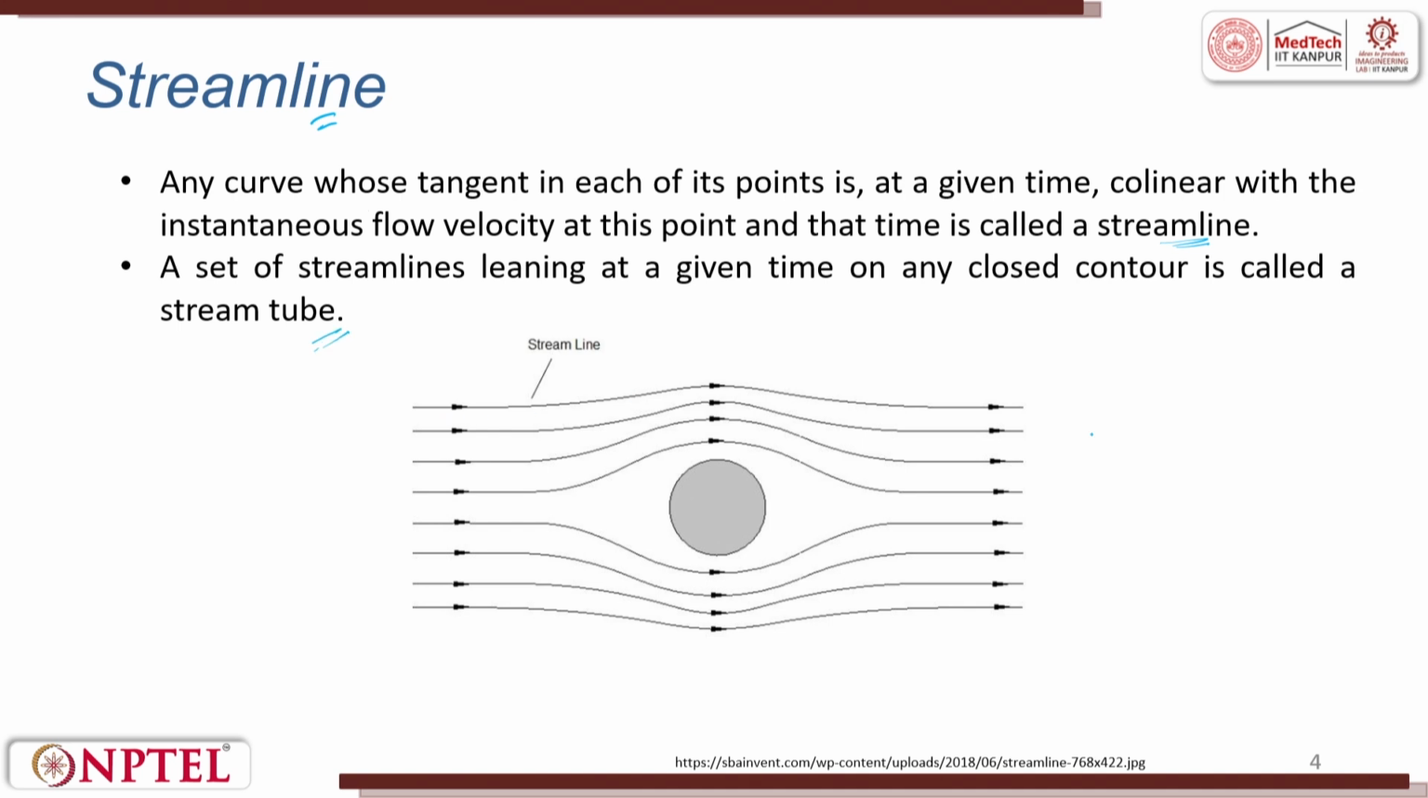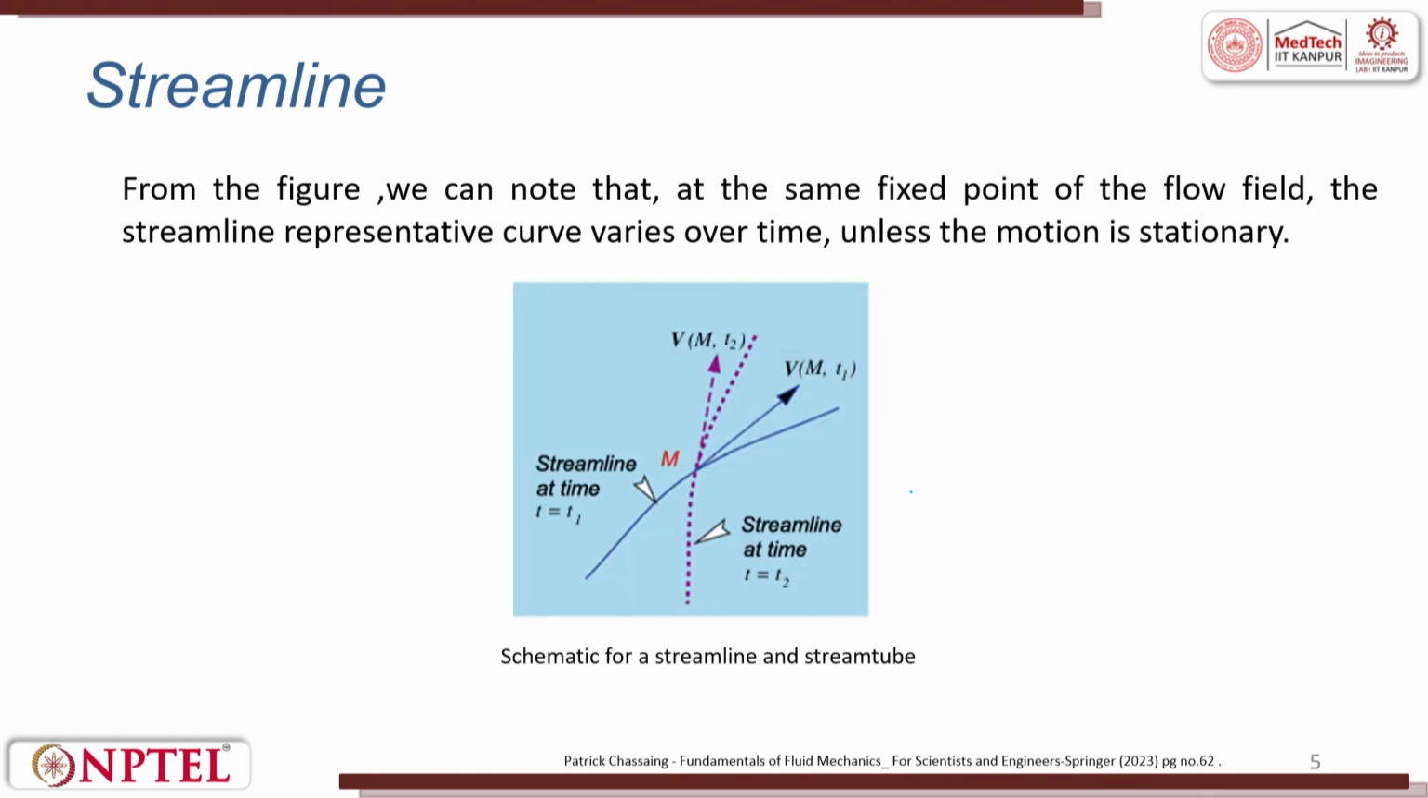So, these are streamlines. Any curve whose tangent at each of its points is, at a given time, collinear with the instantaneous flow velocity at that point is called a streamline. A set of streamlines leaning at a given point on any closed contour is called a stream tube. From the given figure, you can see the streamline. This is a streamline. Here is a tangent which is drawn.